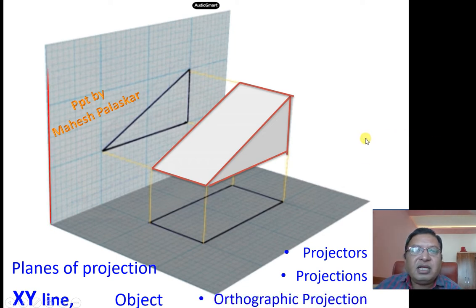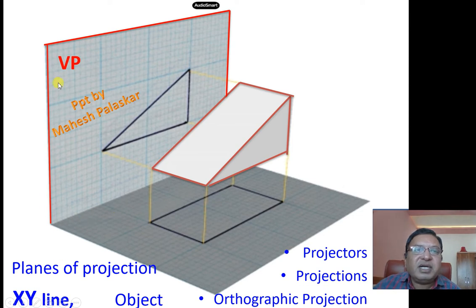So first of all, the vertical plane or VP. So this is the vertical plane or the VP. I hope you can understand it. You can visualize it. This is VP or the vertical plane. Once again, if you want, so this is the VP or the vertical plane.